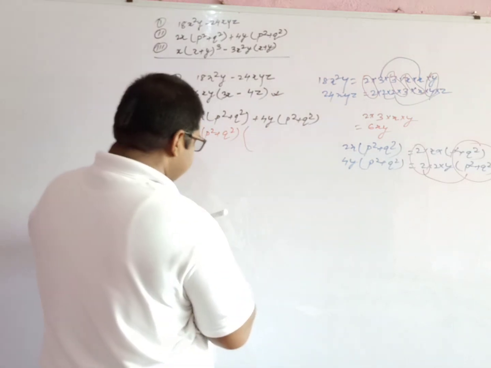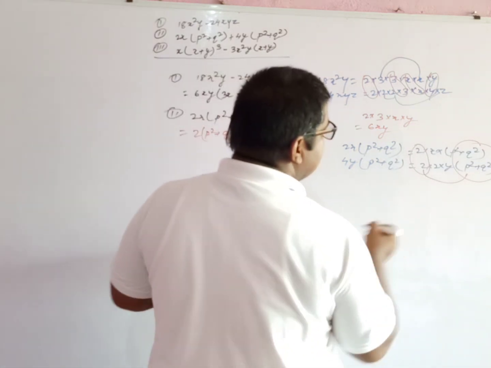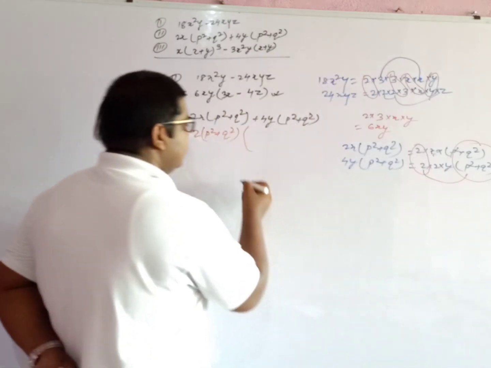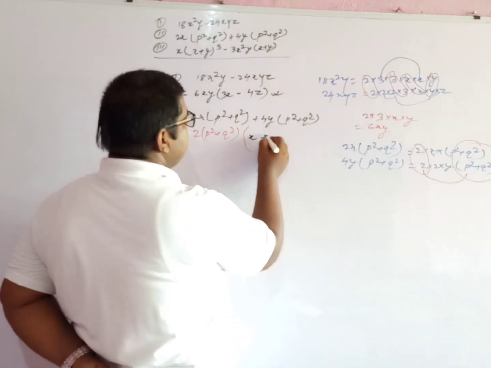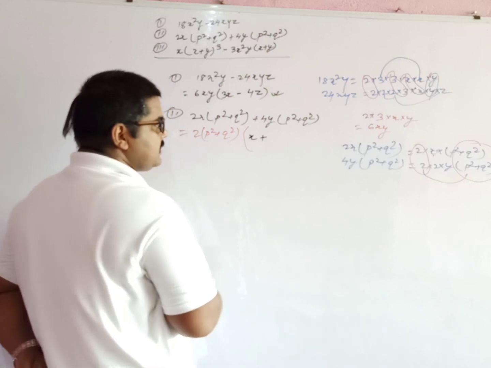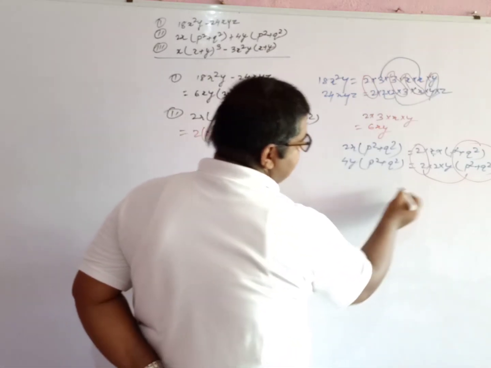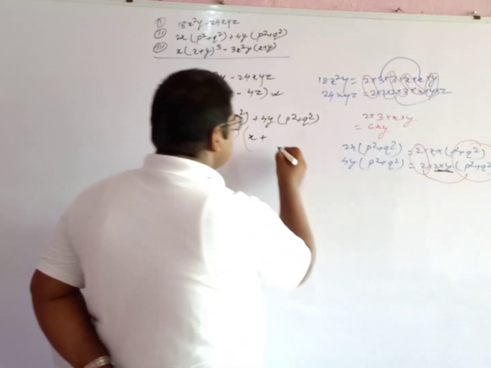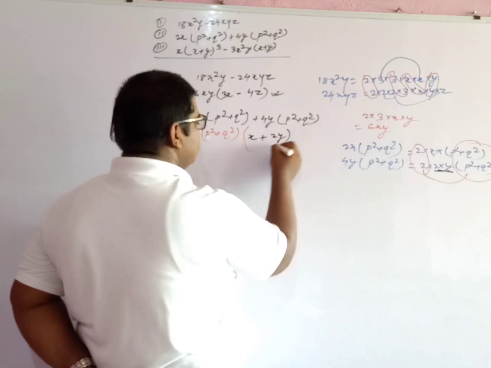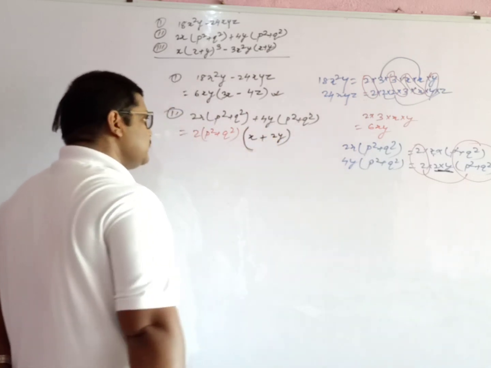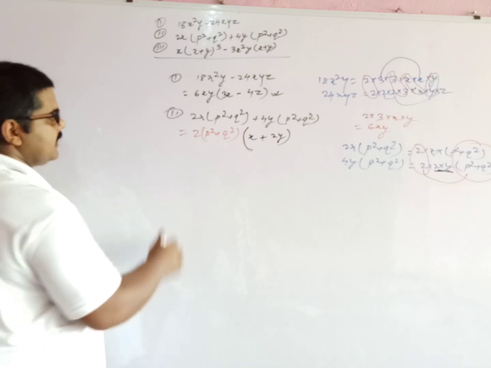And what is left? In the first term, left is x, and there is a plus sign, so put plus, and what is left in the second? 2y. So you have to write 2y and close the bracket. That is the solution of the second one.